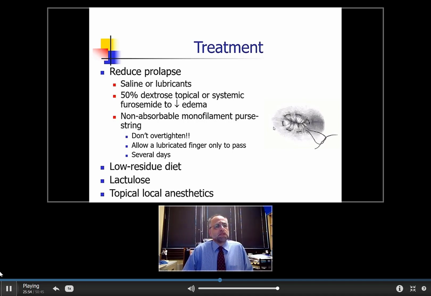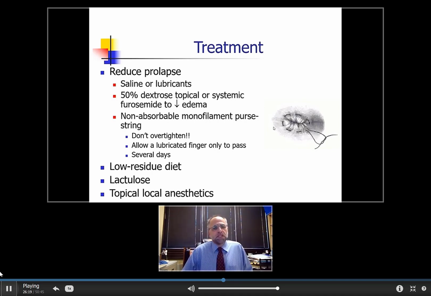We will use 50% dextrose topically if the tissue is severely edematous, and that will help decrease some of the edema. There are reports of people using systemic furosemide to try to decrease edema, although that's not something I typically do. Usually just manual compression or treating with 50% dextrose will get the tissue and the edema out in a sufficient manner to reduce the prolapse.